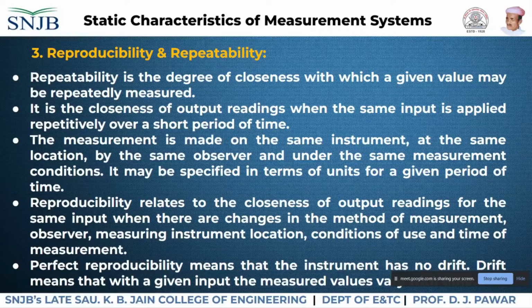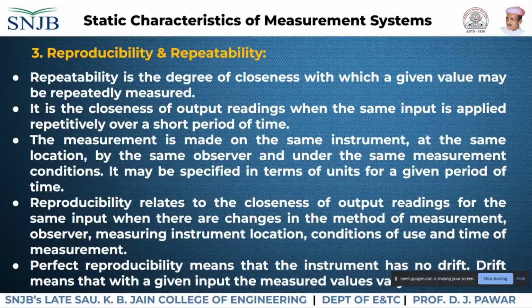It is closeness of output readings when the same input is applied repetitively over a short period of time. The measurement is made on the same instrument at the same location by the same observer and under the same measurement conditions. Like I told you, the same liquid is going to be measured with the same temperature it is having, with the same quantity it was having. It may be specified in terms of units for a given period of time. Now, this was repeatability. What is reproducibility?